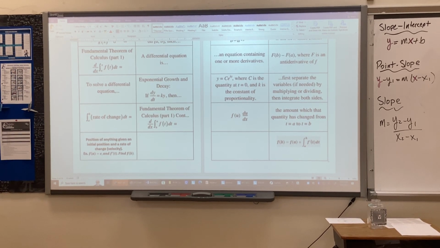Position of anything, given an initial position and a rate of change: the final position is the initial position plus the integral of the rate of change. It does not have to be a velocity. It could be the number of bottles, if the rate of change is the rate of the machine making bottles. It could be the total number of people waiting in line for a roller coaster. You need to know how many you start with, and then integrate the rate at which people are joining and leaving, and that gives you the total number of people in line.